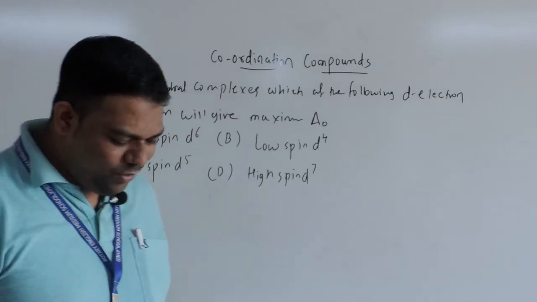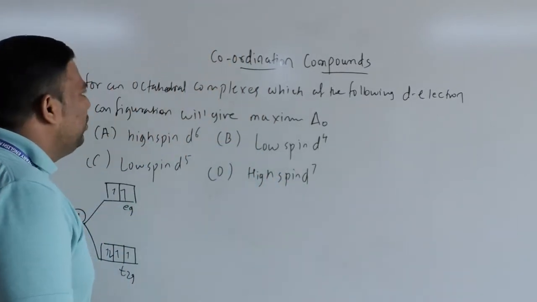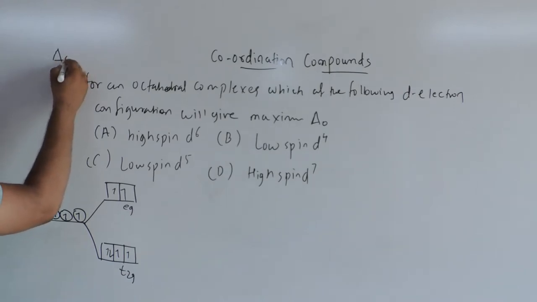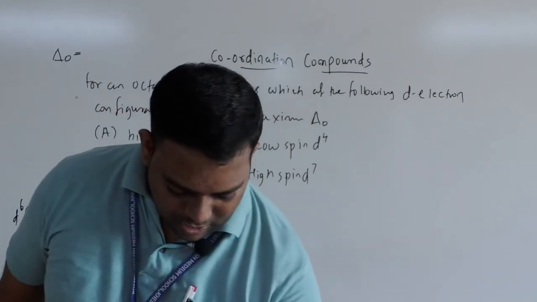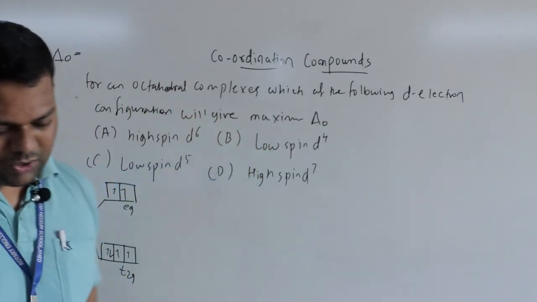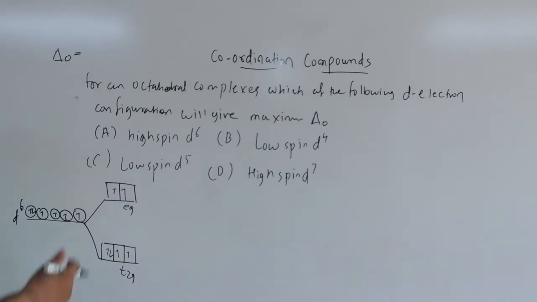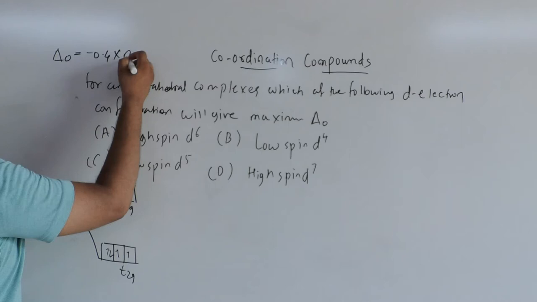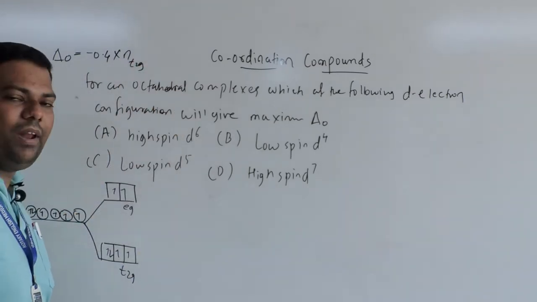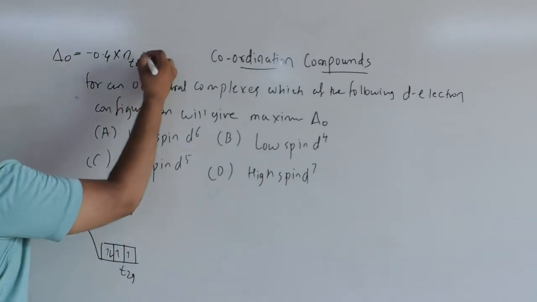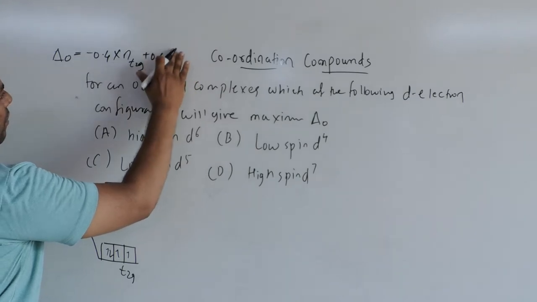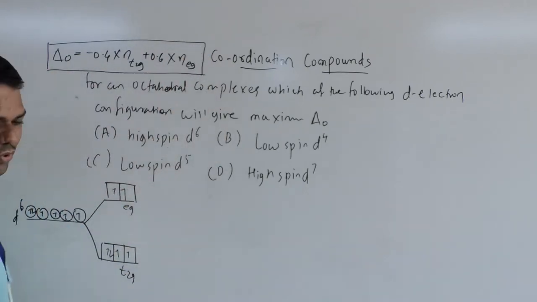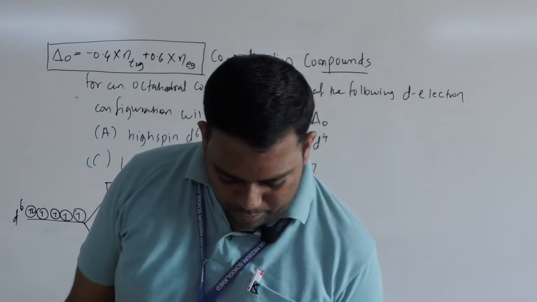Okay, but here we want to calculate what? Del 0. So see here, as you know beta, what will be the formula for del 0? Okay, so see I am writing here. Del 0 is equal to, say, as you know this beta, minus 0.4, okay, we already did this, minus 0.4 into n t2g, means number of electrons in t2g orbital, plus 0.6 into, or we can say here, n eg. Okay, now this formula beta we have to use. Okay, I hope you understood this.